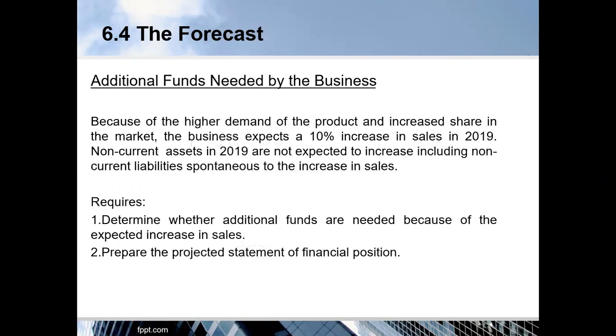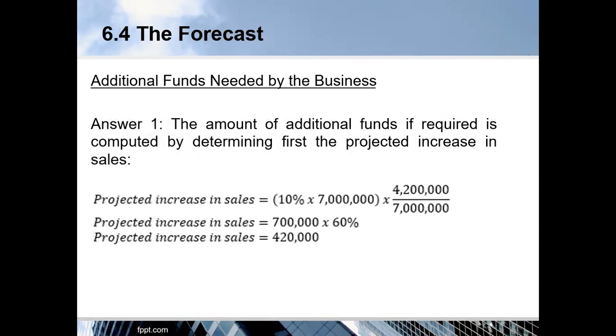Okay, so because of the higher demand of the product and increased share in the market, the business expect a 10% increase in sales in 2019. So non-current assets in 2019 are expected to increase, including non-current liabilities spontaneous to increase in sales. So require, determine whether the additional funds are needed because of the expected increase in sales, and then prepare the projected statement of financial position. So let's do this next quarter. Solve natin to next quarter. Okay.